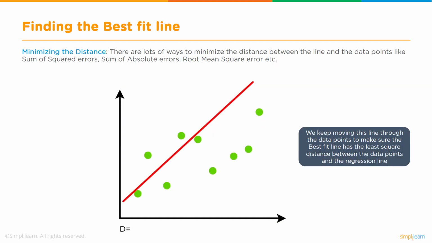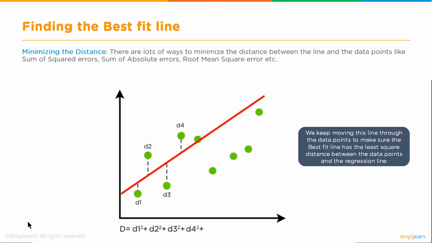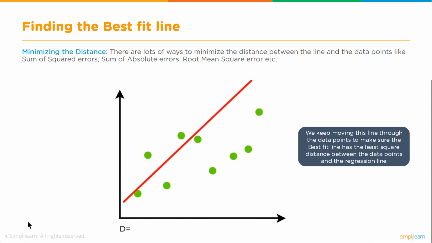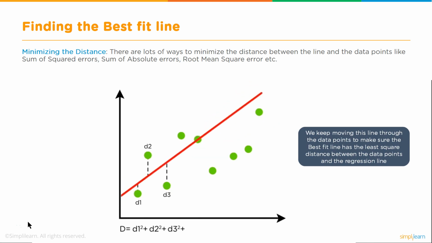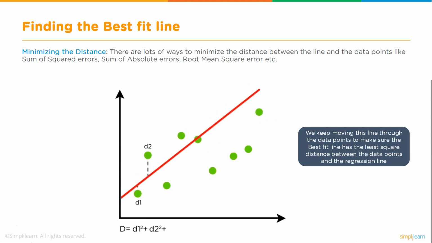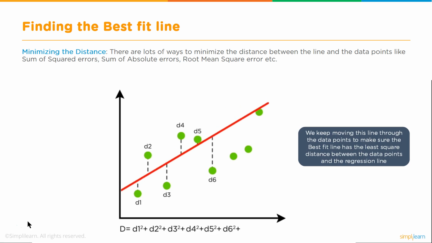Minimizing the distance: there are lots of ways to minimize the distance between the line and the data points, like sum of squared errors, sum of absolute errors, root mean square error, etc. And no matter how you compute the errors, this is what it's basically going through. It's taking the line and slowly adjusts it until it has the minimal error available, the minimal distance between the line and the different data points.